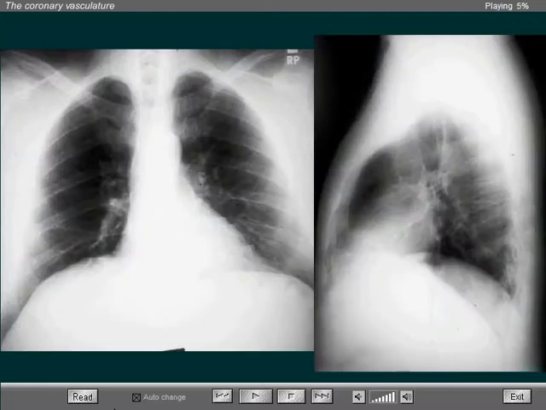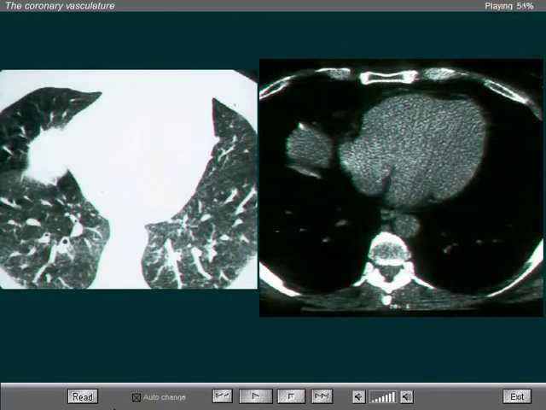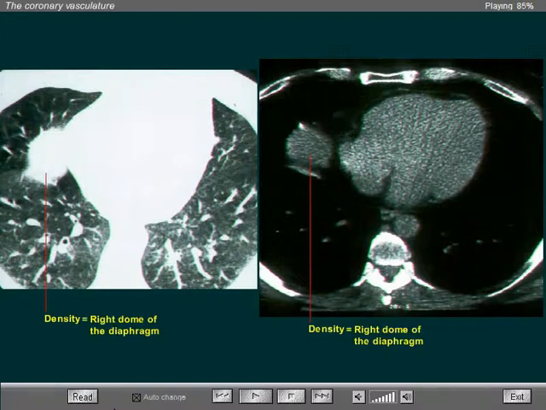These are four pictures of a dear friend who had a negative chest roentgenogram, as seen in the frontal and in the lateral views of the chest. CT with the mediastinal and lung window showed a density to the right of the heart, which at these levels simply represents the top of the right dome of the diaphragm. There was no mass in this right lung.